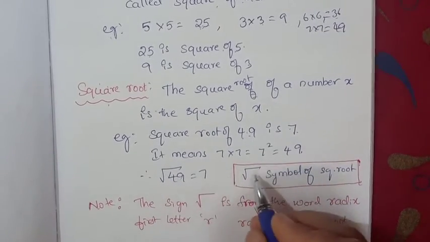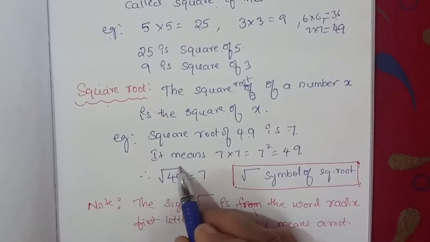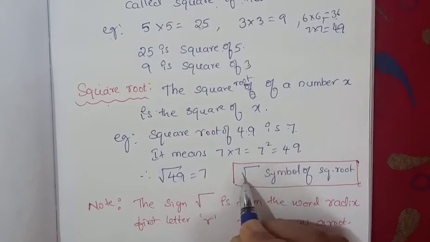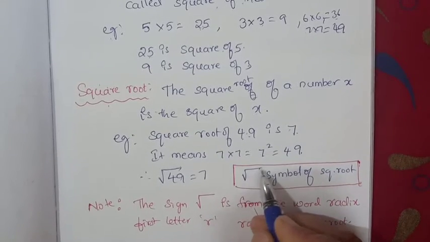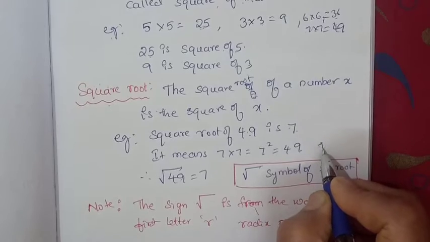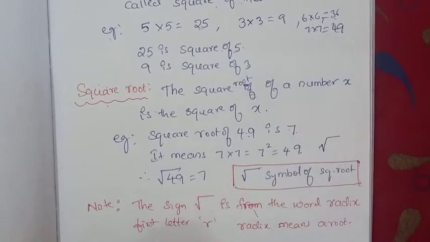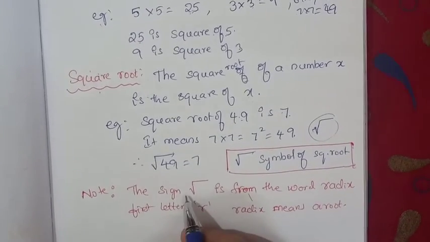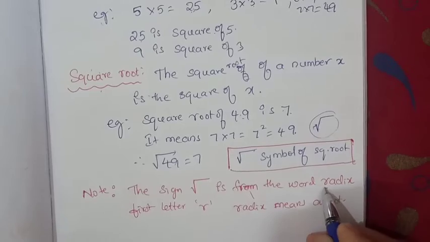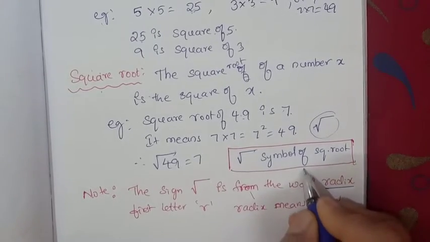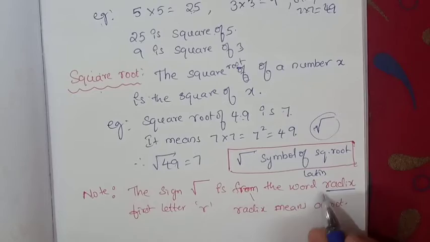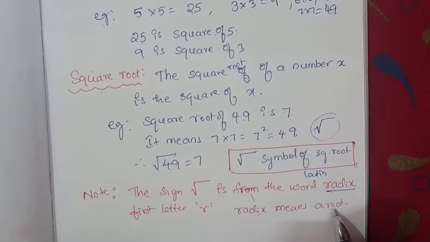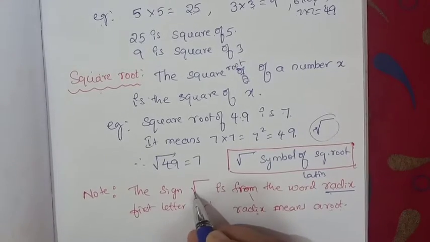And how can we denote the square root? The square root can be represented in this way. It's a symbol. This is just like an r, extended. Why is this r used, and what is the meaning of it? This symbol comes from the word radix, which is actually a Latin word. The meaning of radix is root. So this denotes the square root symbol.